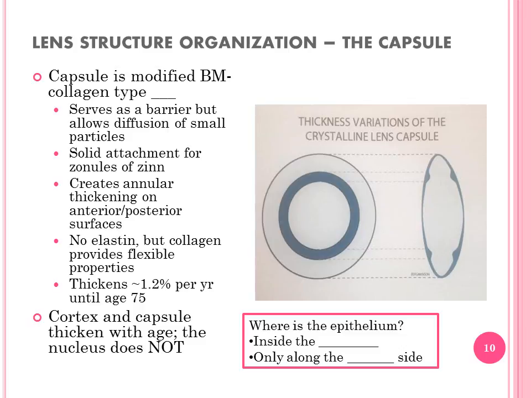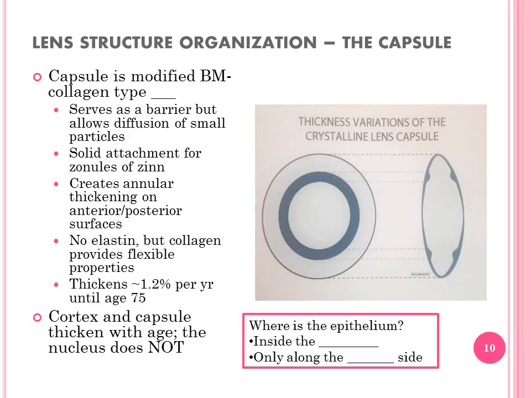It's modified basement membrane. I don't know if you guys have read the collagen packet yet, or not the packet, but the text. I feel like a couple people did. You guys really need to look at that. We will have some questions on the final regarding different collagen types and so on and so forth. So because it's a modified basement membrane, it's actually going to be collagen type 4. Okay, so collagen type 4.